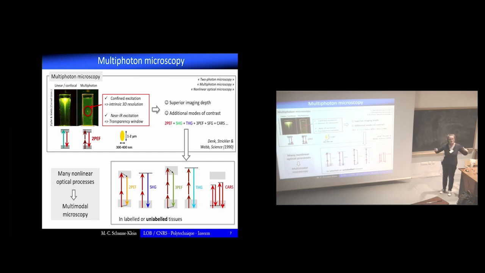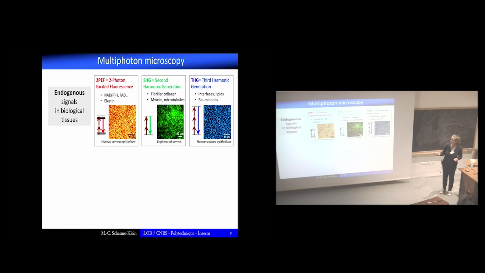We can combine all these different modalities to have a multicolor image. Moreover, we can use endogenous signals. For fluorescence, usually it's fluorescent labels, but there are also endogenous intrinsic signals within tissues. For fluorescence, within the cytoplasm of the cells, there are some NADH and FAD, so we can look at cells, and there are also elastic fibers. For second harmonic generation, it's fibrillar collagen, myosin, microtubules, and that's all. And for third harmonic generation, we look at micrometer scale heterogeneity, that is interfaces, lipid droplets, or biominerals.